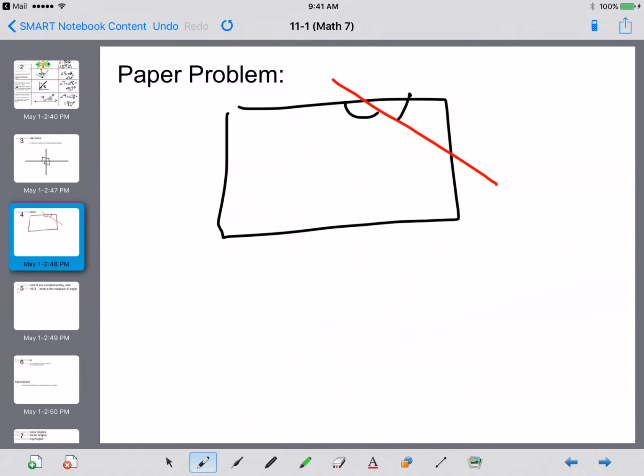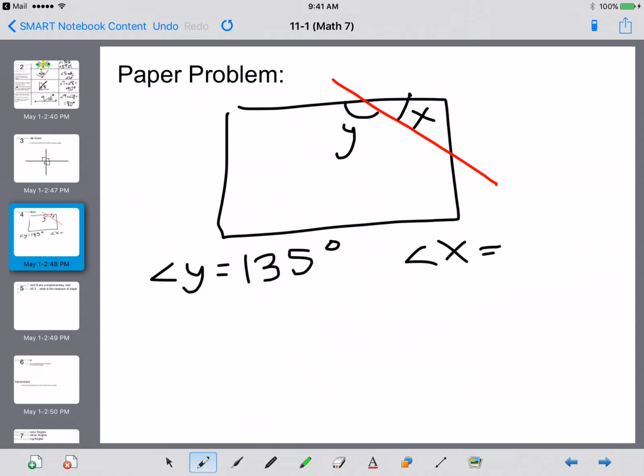These two angles are supplementary angles, which means that they add up to be 180 degrees. We'll label this one Y and this one X. So if angle Y equals 135 degrees, we want to know what angle X equals.